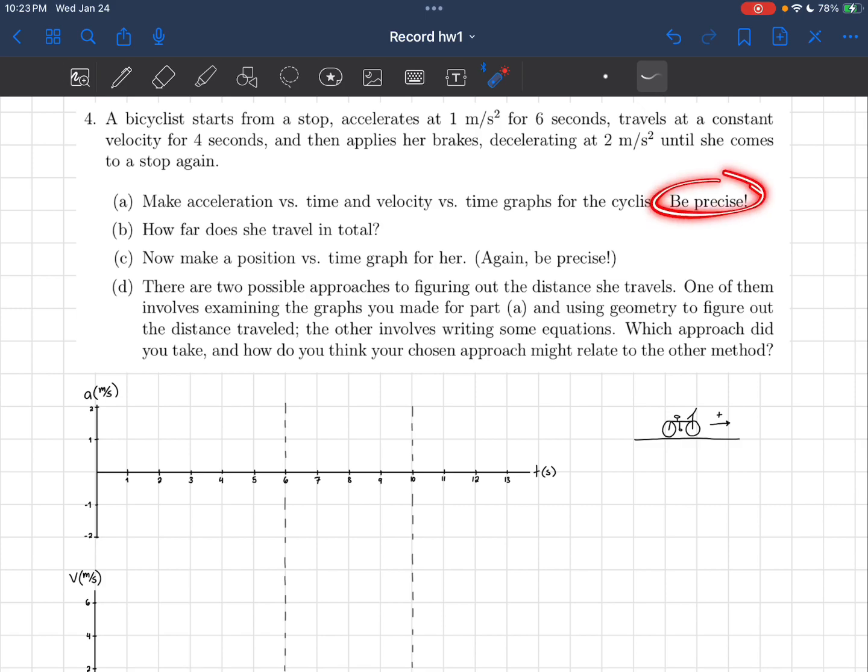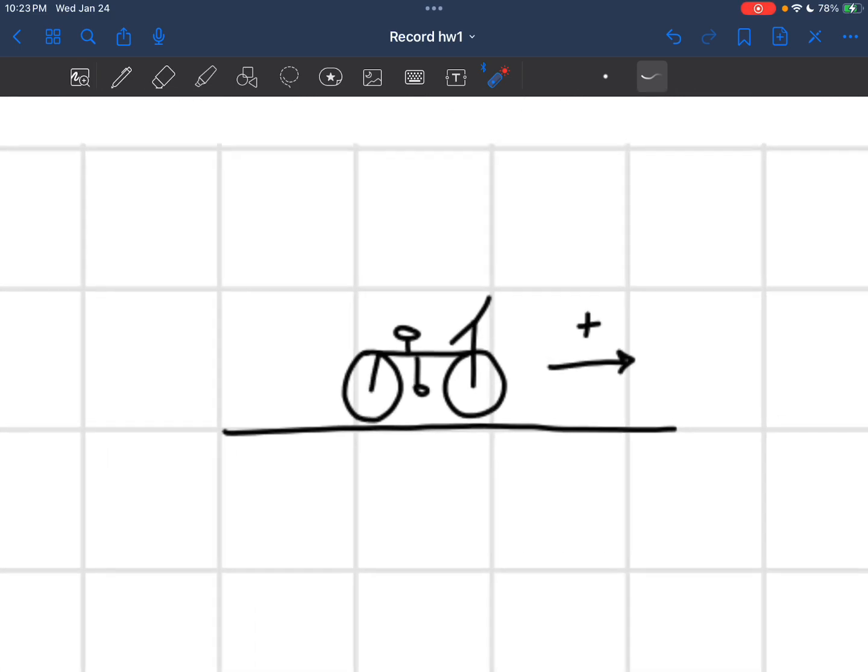All right, so we're going to be making an acceleration versus time and a velocity versus time graph. When it says be precise, that means we're going to have to be doing some calculations to actually figure out the values at different times on the plot. All right. So my handy dandy little picture here.